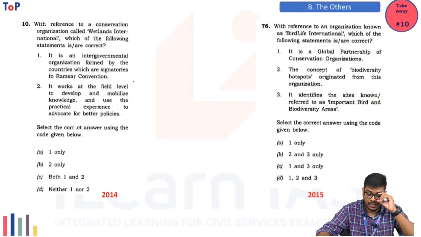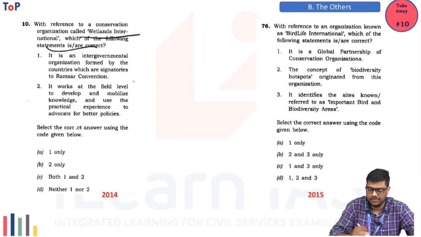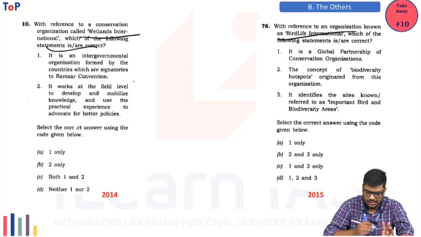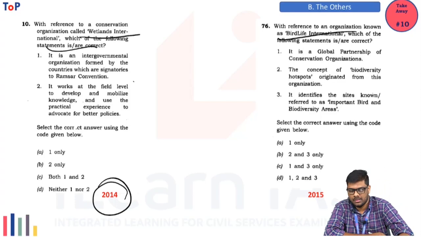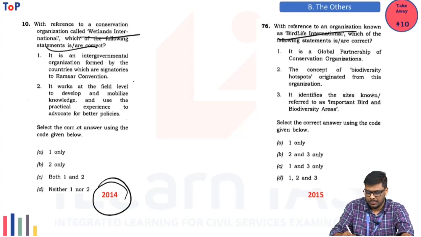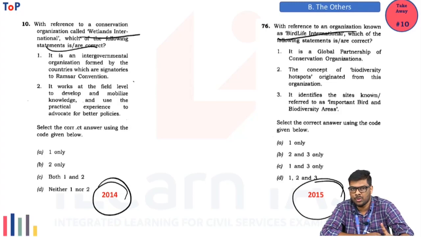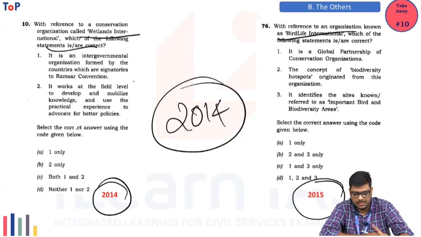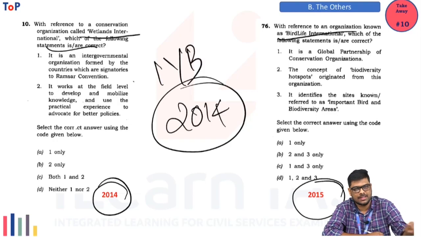And these two organizations, Wetland International and BirdLife International, I can give you a source for it, not a deliberate pattern. UPSC asked these two questions. In 2014 they asked about Wetland International, and in 2015 they asked about BirdLife International. These two questions were picked up from a single chapter of India Yearbook 2014, and they asked them in consecutive years.